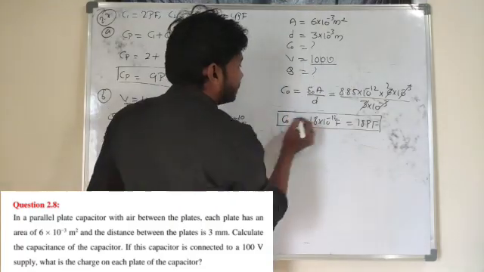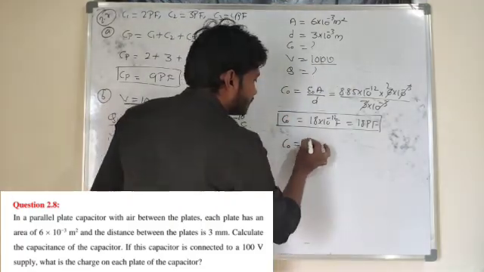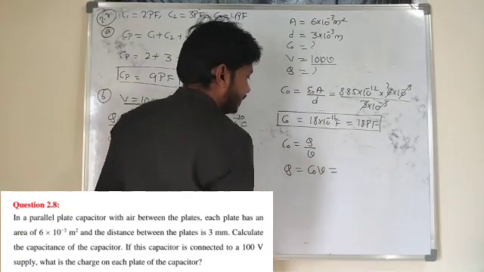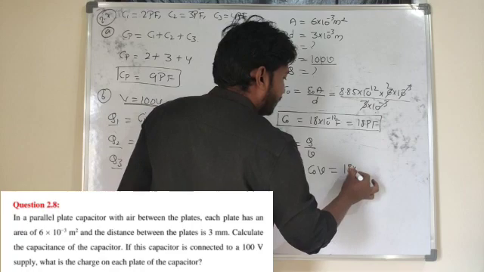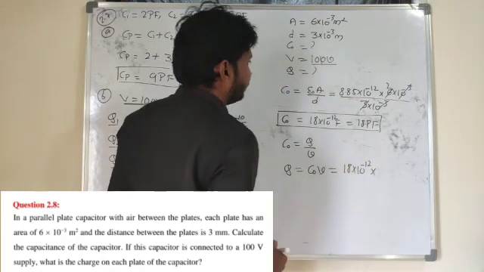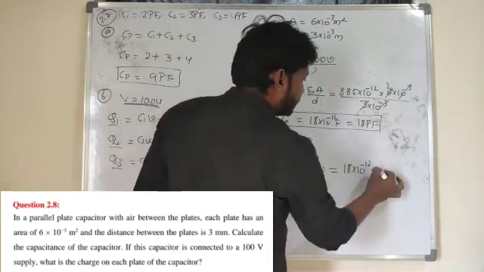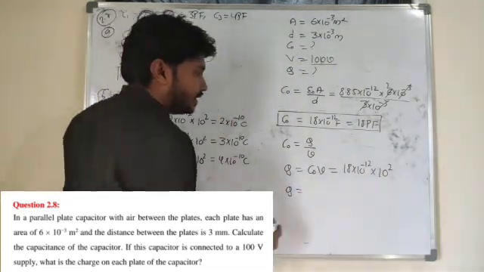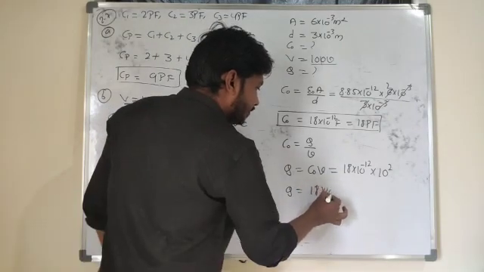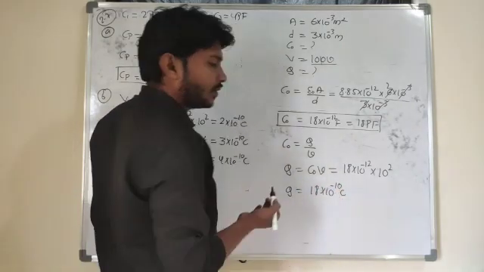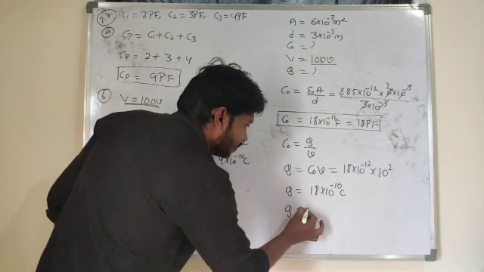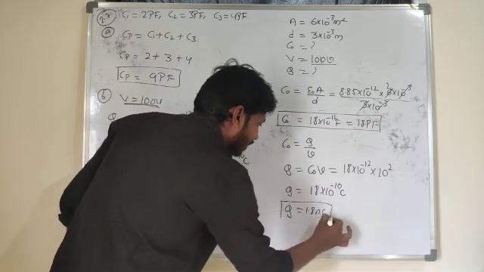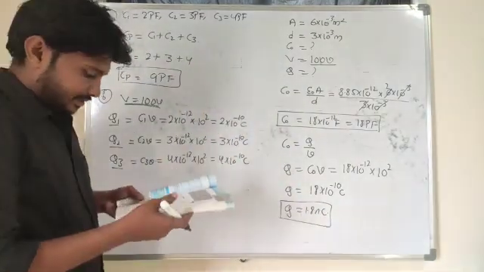So they mentioned, what is the charge on each plate of the capacitor? So if 100 volt is supplied, what is the charge? C is equal to Q by V here. Q is equal to C0 into V. C0 value is how much? 18 into 10 to the power of minus 12. Okay. So potential is how much? 100, so 10 to the power of 2. So then what is the charge on each plate here? 18 into 10 to the power of minus 10 Coulomb here. Or I can consider 1.8 into 10 to the power of minus 9, which means 1.8 nano Coulomb here. So next one.